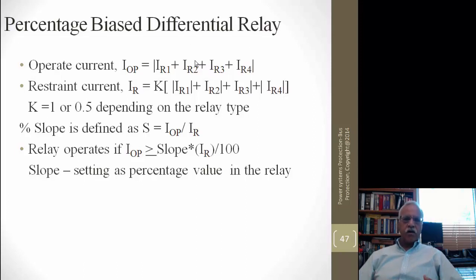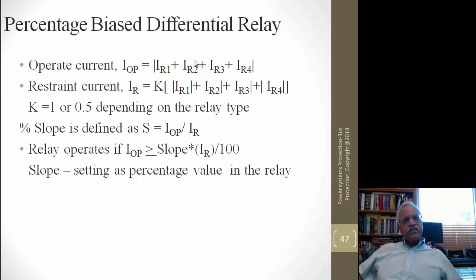If two currents are opposite to each other, like in the example we took earlier, IR1 and IR2 coming from breakers 1 and 2 were coming into the bus, 3 and 4 were going out of the bus. So the vectorial sum will add up to 0. There is no operating current, but the restraining current will still be there because it is a scalar sum of all of them. And K is a factor depending on the relay type. It is either 1 or it is 0.5.